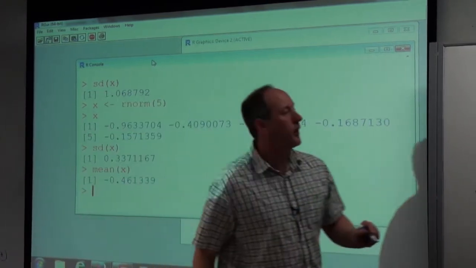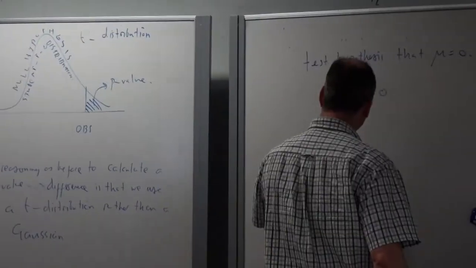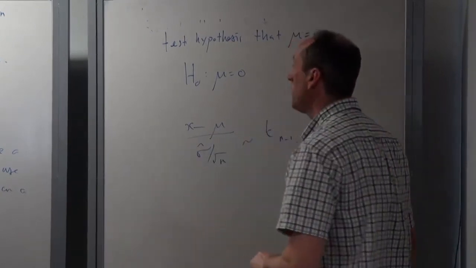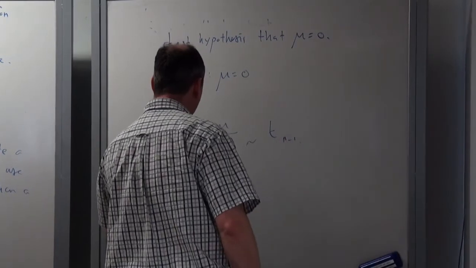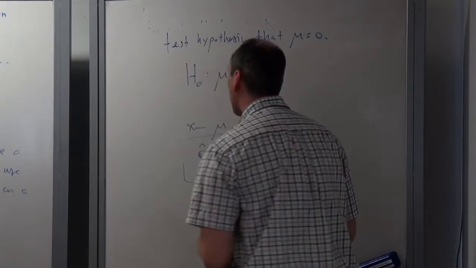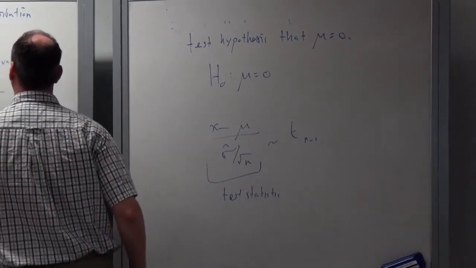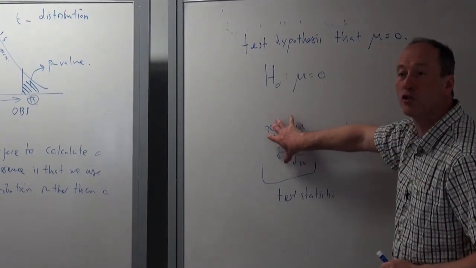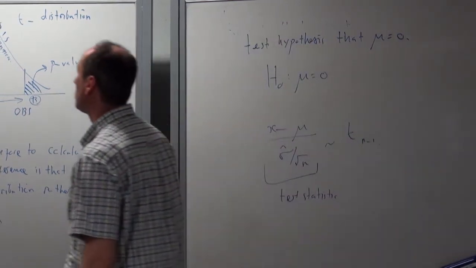So I'll show you how to do this. What you need here is x bar minus mu over sigma hat over root n is distributed as a t-distribution with n minus 1 degrees of freedom. That's what I'm going to say. So this thing here is my test statistic, which is this direction here, test statistic. So I'm going to say the probability of having the observation or one more extreme is 5% or below, and I reject my null hypothesis.